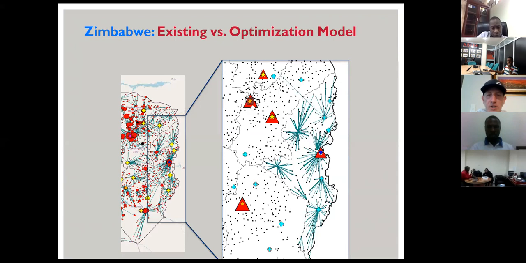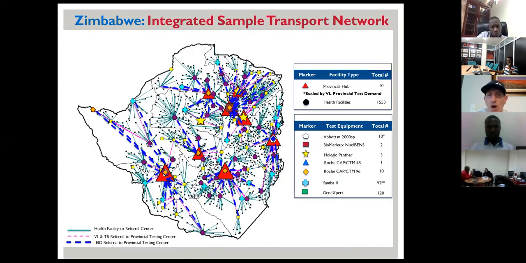And I just wanted to illustrate what this actually looks like more closely. This was the final overall integrated sample transport network that was developed in Zimbabwe. It looks very, very complicated, I know. But again, what you can do is you can segregate this through the Excel sheet to actually create a formalized list of linkages for EID, TB, as well as viral load.